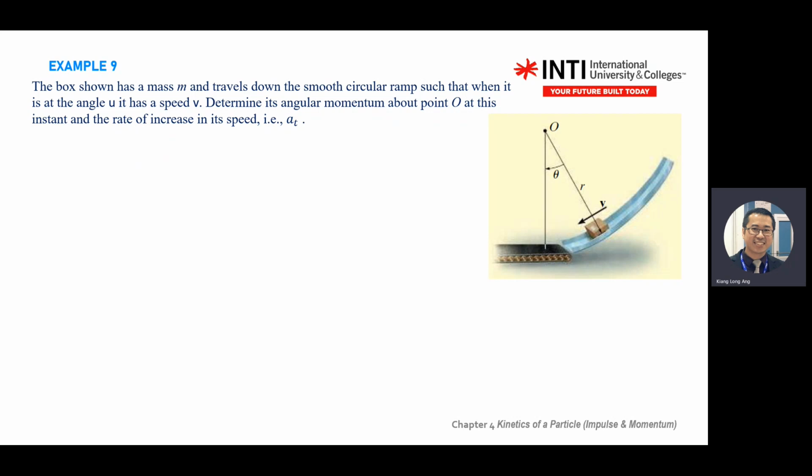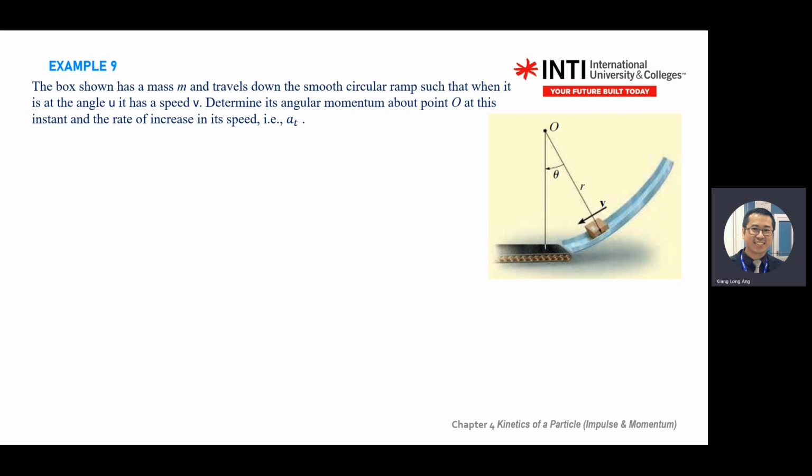In this case, the box is sliding, so there must be a W inside your free body diagram. And when there's a contact, there's a normal force and a friction force. So in this case, you are being told there's a smooth surface. This is theta, typo error. At the angle theta it has a velocity v.